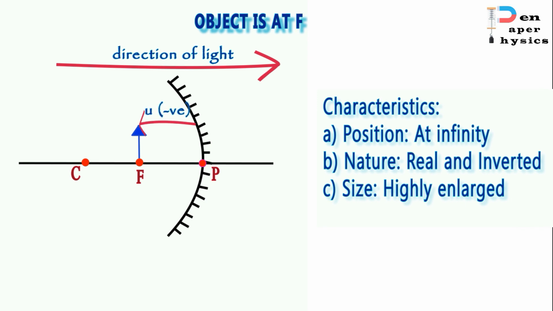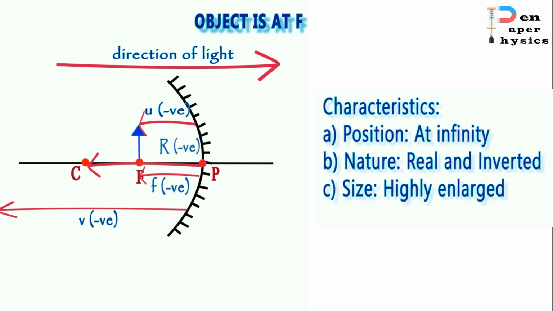For finding V, again we have to move towards the left side, which is negative. Since the image is produced at infinity and is real and inverted, it has to be in front of the mirror, though we can't see it. Similarly, for R and F, we have to move towards left, so both of them are negative. In this case, the object is above the principal axis, so O is positive, and the image, though we can't see it, is a real and inverted image, so it has to be below the principal axis, and I is negative.